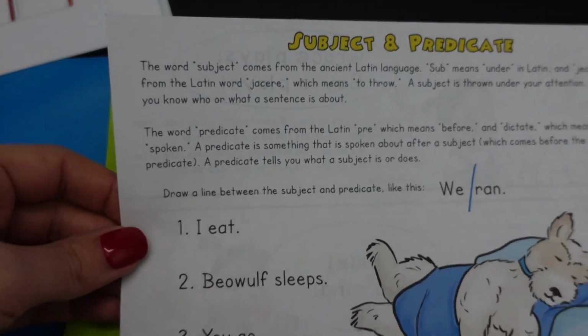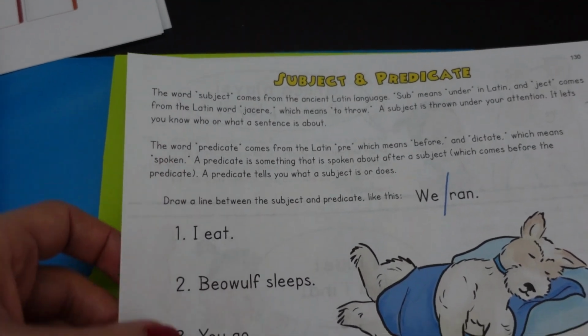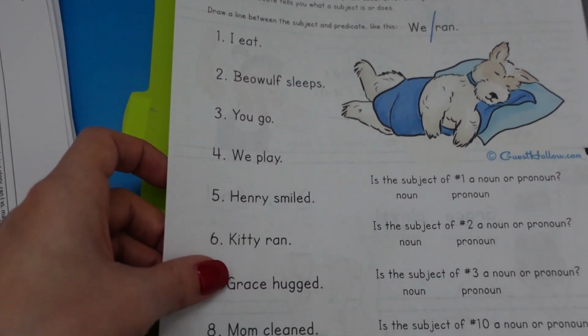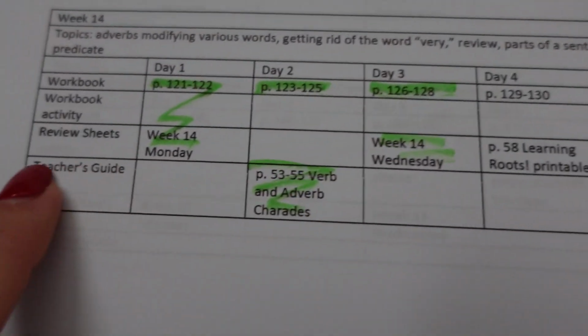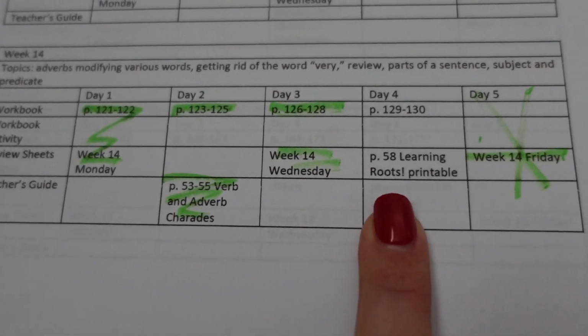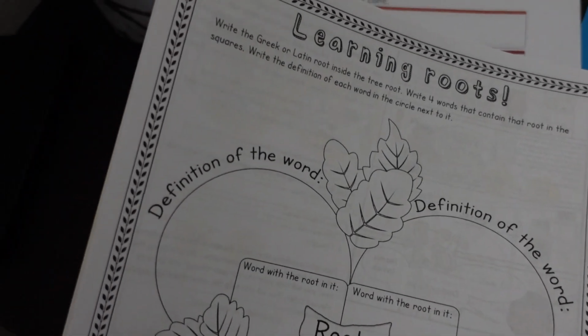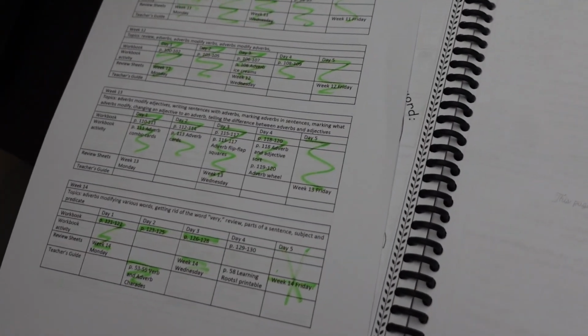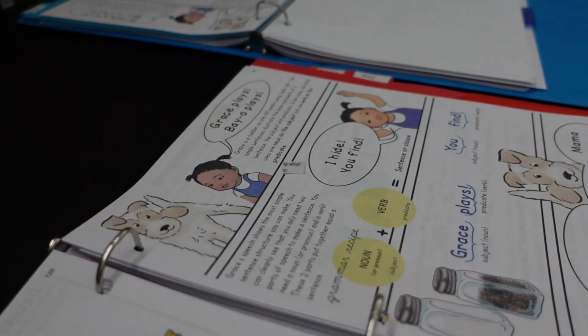And then we have a worksheet that's going to go over what we learned yesterday and today that we're going to complete, as well as we have the extra printable from our teacher's guide, the Learning Roots printable. So I'm going to make copies of this for my girls, and that is what we're going to complete in our grammar lesson today. All right, so we're going to read page 129.